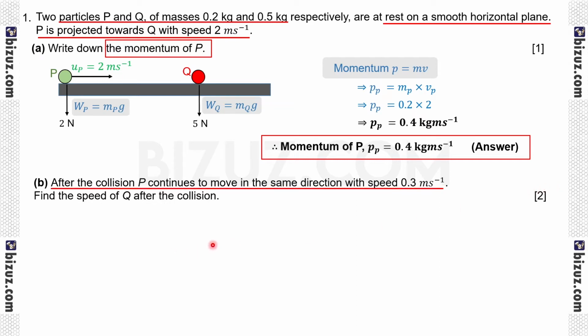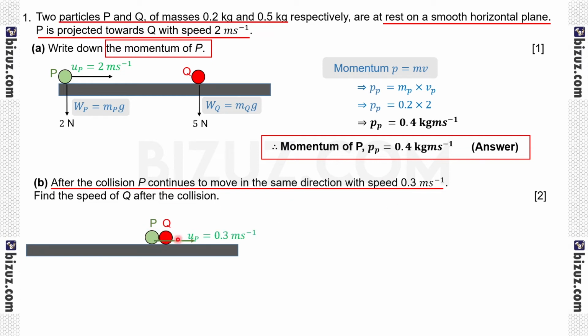Now what happens is there is a collision. Since P is moving towards Q, P collides with Q. And after the collision, P continues to move in the same direction, in this direction, with a speed of 0.3 meter per second. So P, after the collision, still continues to move in the same direction with a speed of 0.3 meter per second as given in the question. Now we are asked to find the speed of Q after the collision. So we are asked to find UQ after the collision.